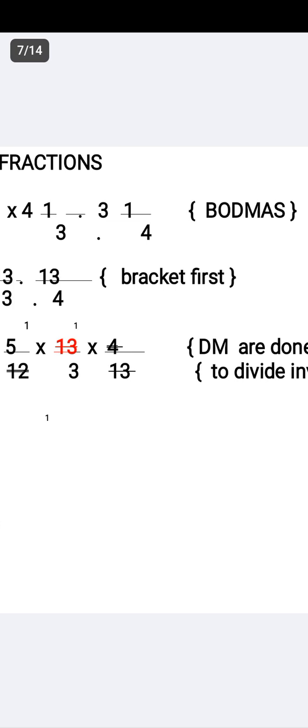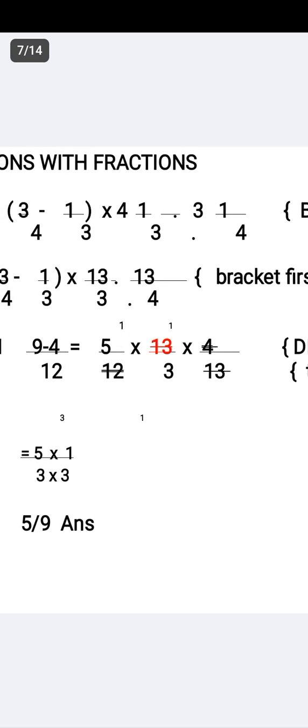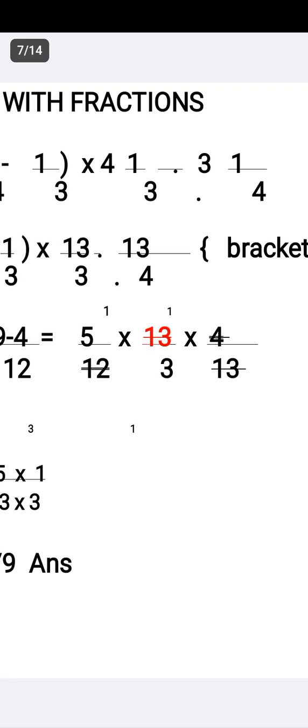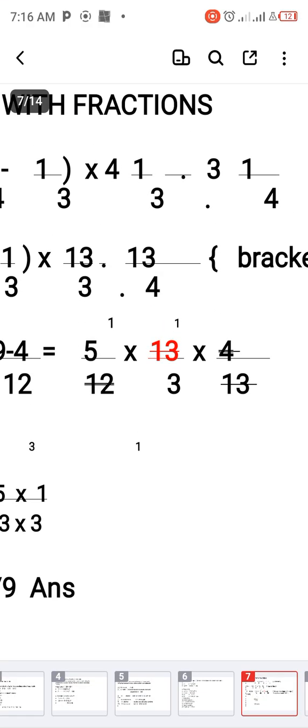Look at them very well: 13 can divide 13, and 13 divided by 13 is 1. So the two 13s cancel. Then 4 can divide 4 and 4 can divide 12. 4 divided by 4 is 1 and 12 divided by 4 is 3. So what is left now is 5 times 2, which is 10.